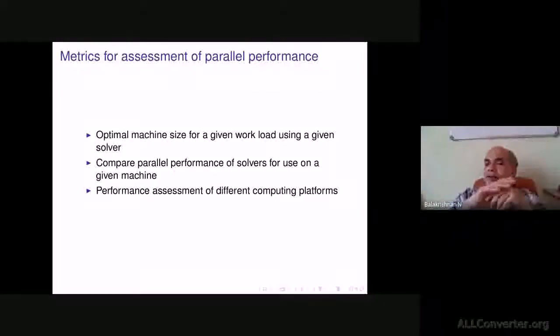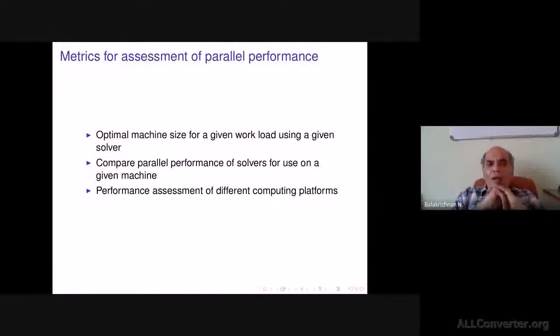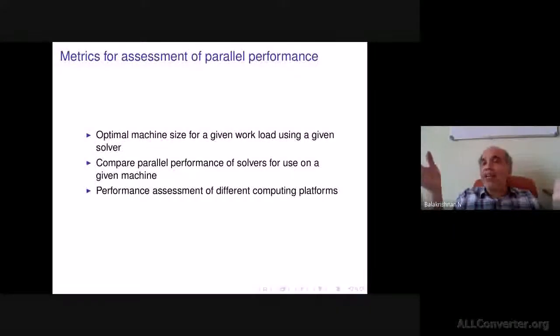So, for somebody who wants to assess the parallel performance of a solver, requirements could be very different. For example, I'm a user of Cray. I have a problem at hand. And for an optimal utilization of the machine, what is the machine size I can use?